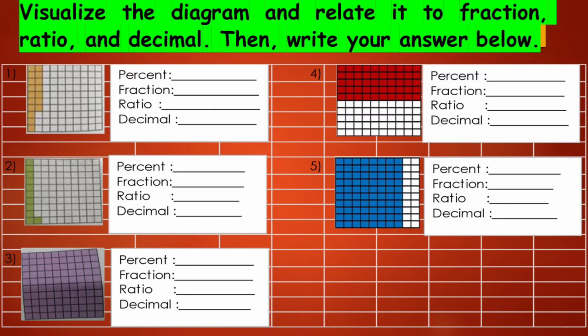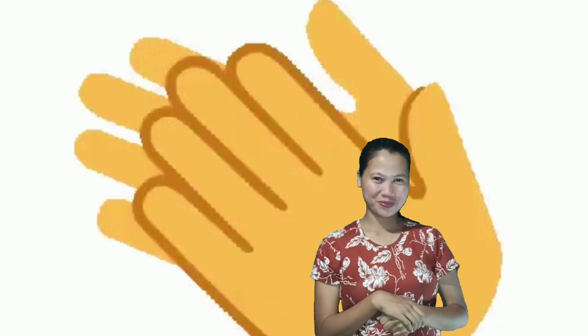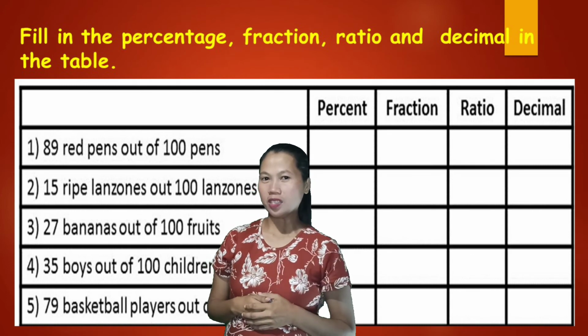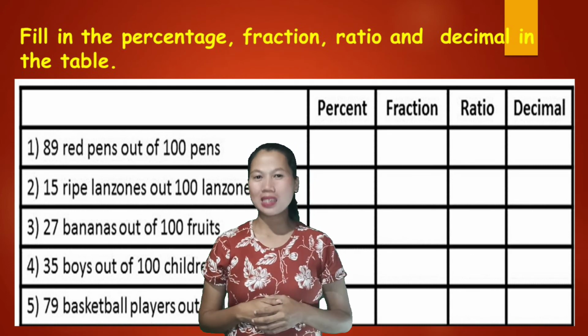In number 4, we have 50 shaded parts, so 50%. The fraction is 50/100 or 1/2. And the ratio is 50:100 and the decimal is 50 hundredths or 0.50. Last number, there are 80 shaded parts, so 80%. The fraction is 80/100 or 8/10 and reduce it again. The answer is 4/5 and the decimal is 80 hundredths or 0.80. Did you get the correct answers? Well, bravo! Next, fill in the percentage, fractions, ratio, and decimal in the table.